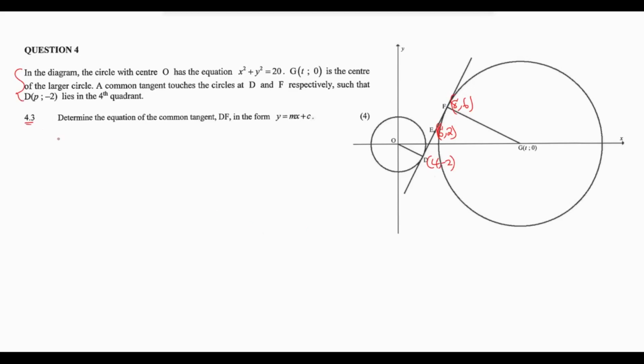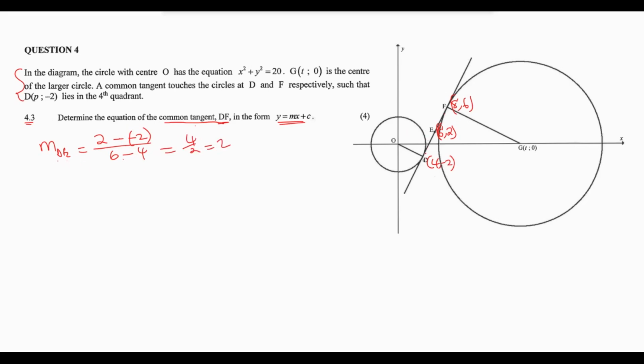We're looking at 4.3. Determine the equation of the common tangent. We're finding the equation of DF here in the form y is equal to mx plus c. So we just have to find the gradient. We can even use E and D to find our gradient. So m_DE is equal to change in y over change in x. So it's going to be 2 minus negative 2 over 6 minus 4. Then what do you get? 4 over 2 is equal to 2. So it means the gradient is 2.